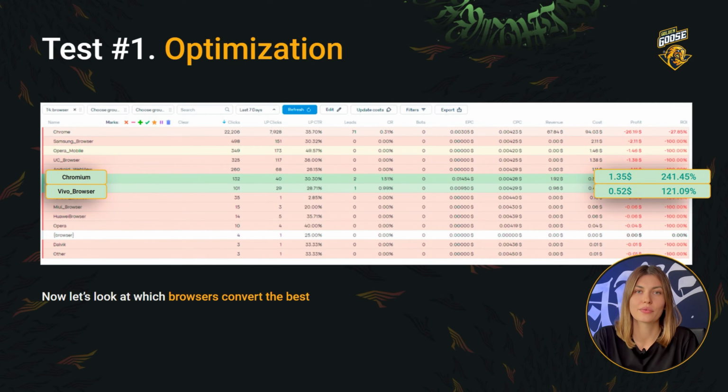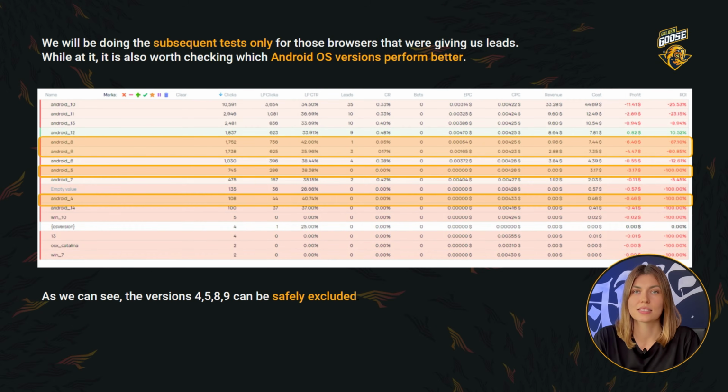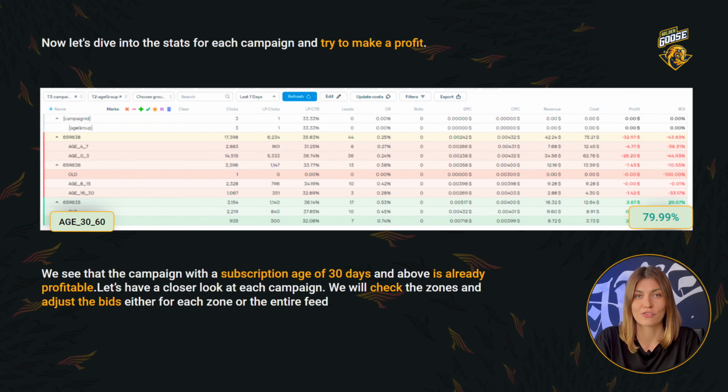Now, let's look at which browsers convert the best. We will be doing the subsequent test only for those browsers that were giving us leads. While at it, it's also worth checking which Android OS versions perform better. As we can see, versions 4, 5, 8, 9 can be safely excluded. Now let's dive into the stats for each campaign and try to make a profit.